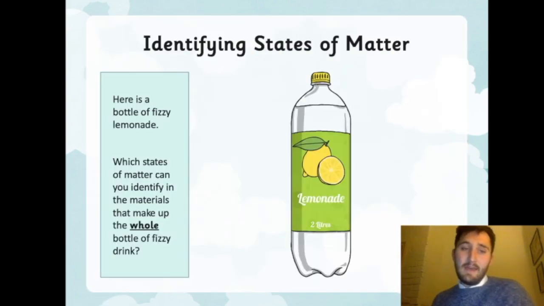Okay, so here is a bottle of fizzy lemonade. Which states of matter can you identify in the materials that make up the whole bottle of fizzy drink? So I suggest that you, with a piece of paper and a pencil, could even draw out this bottle of lemonade, and I want you to label the different parts of this bottle, whether they are solid, liquid, or gas. And then we can come back together and see which parts you identified. Okay, so pause.